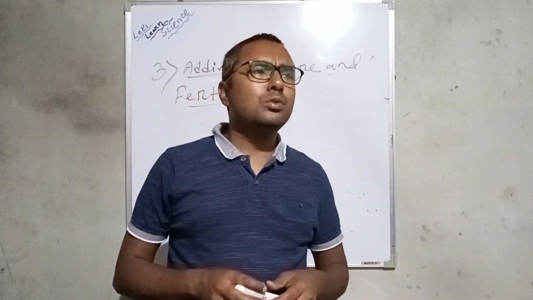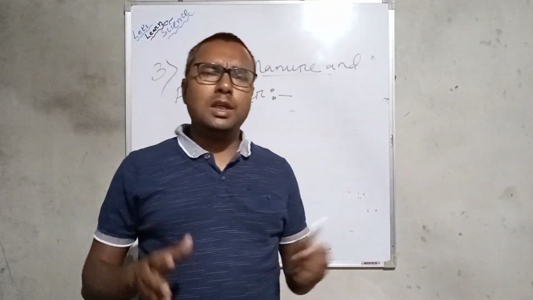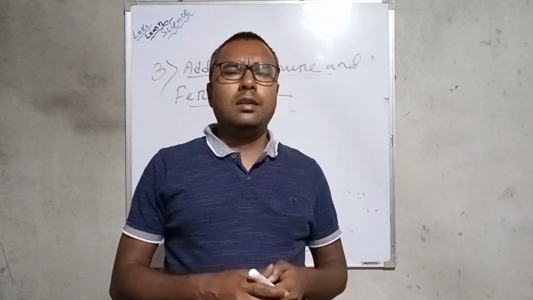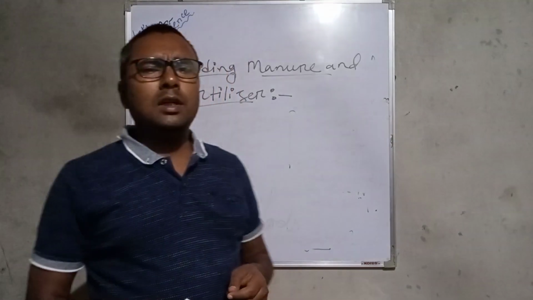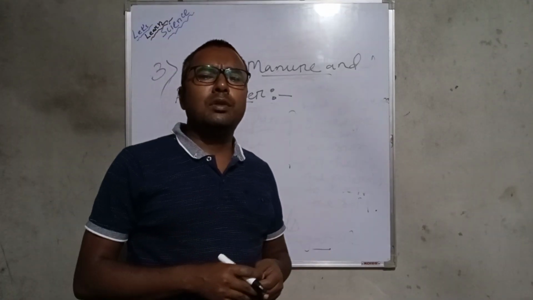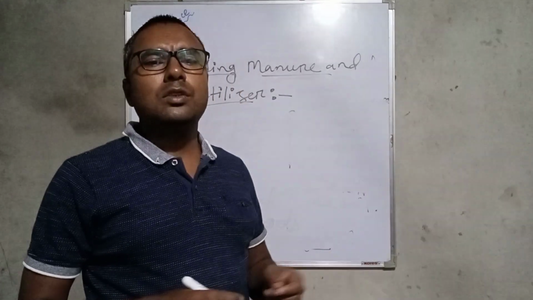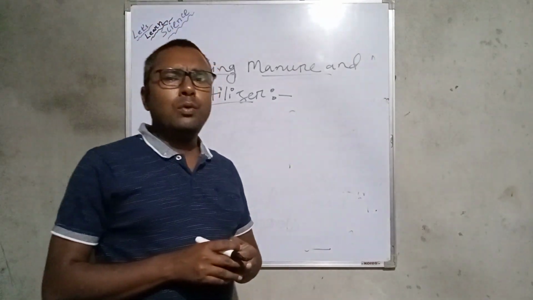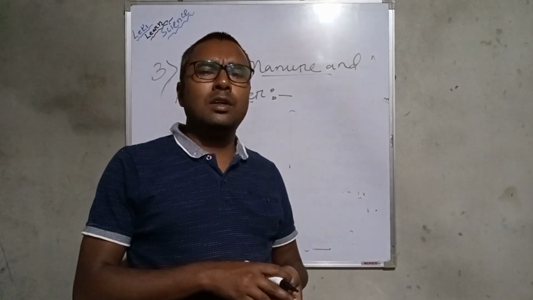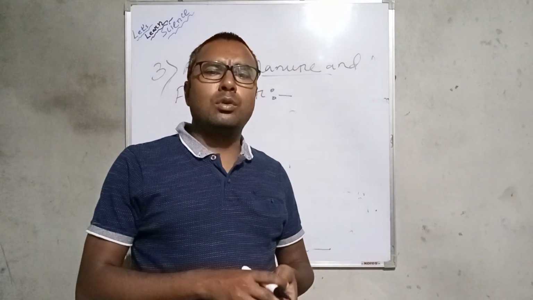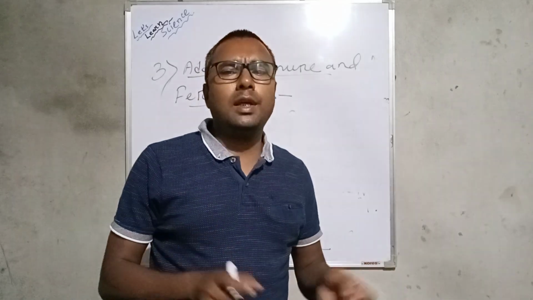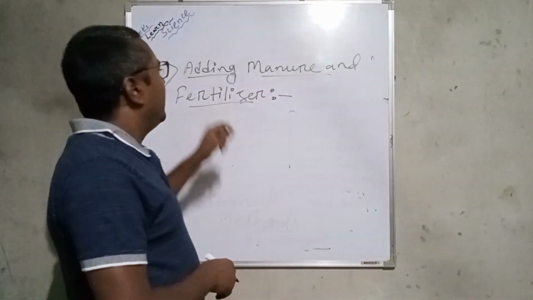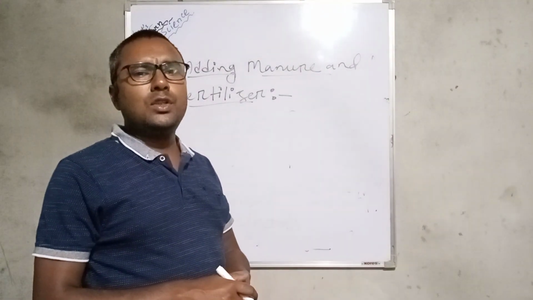So when the farmer is used to grow the same type of crop in the agricultural field again and again, then what happens? The particular type of nutrients decreases from the soil. So it is very important to replenish the nutrients in the soil for the better growth of the plant. That's why the farmer adds manure and fertilizer in the soil.